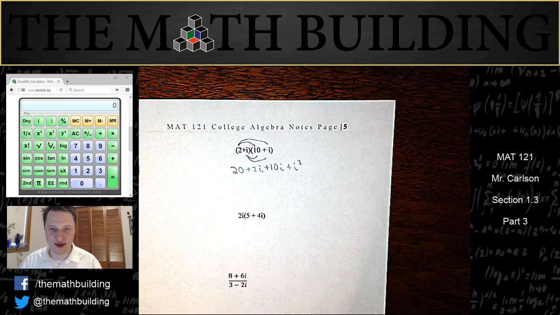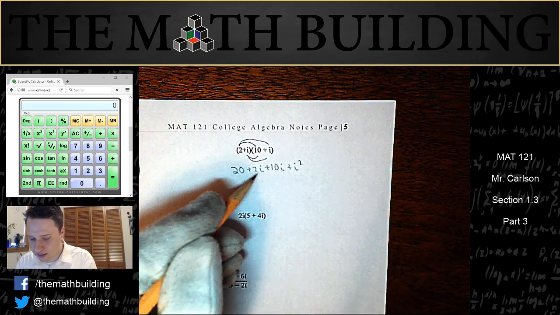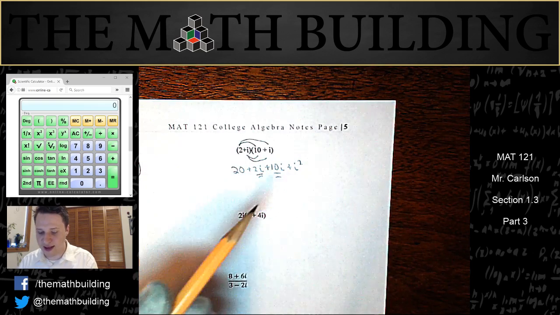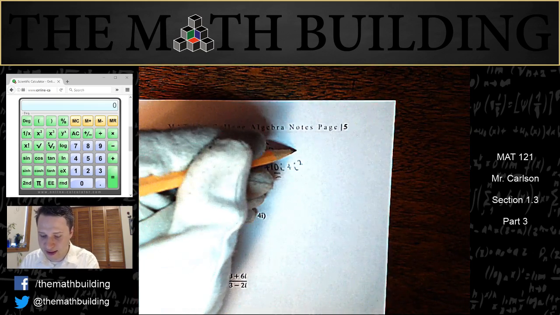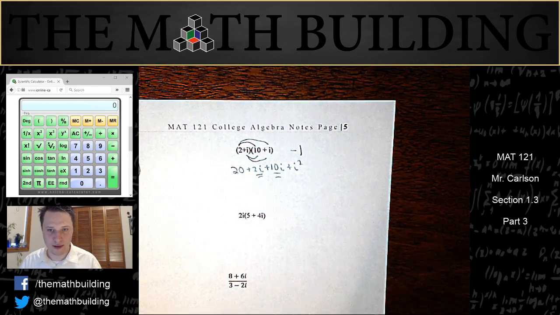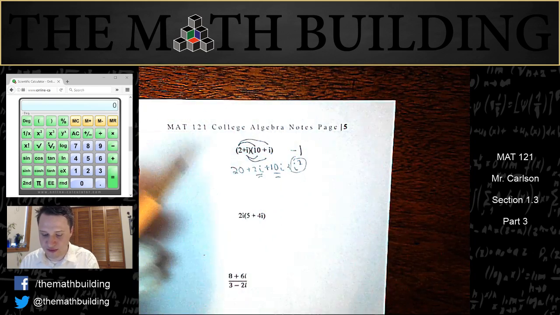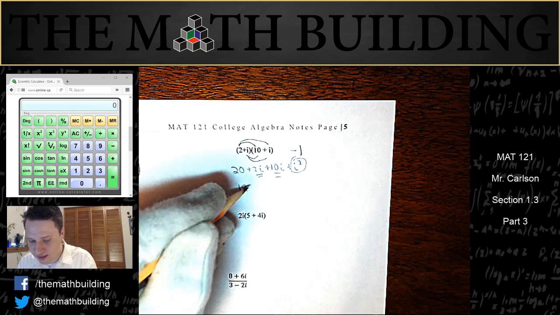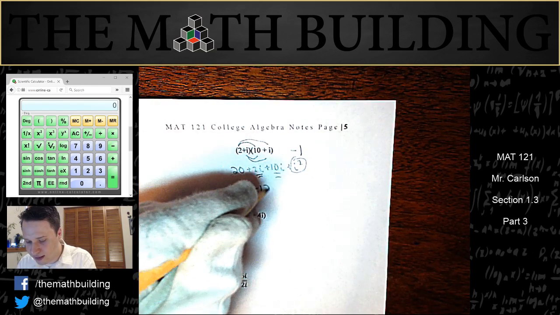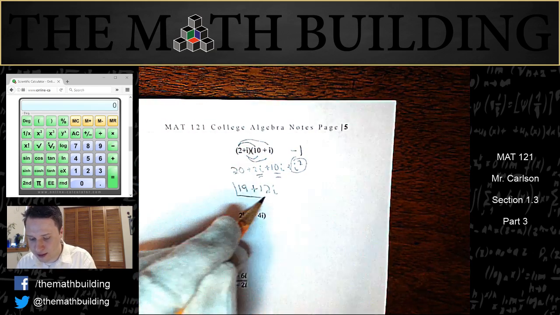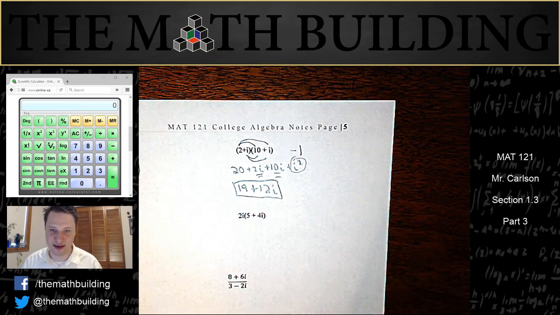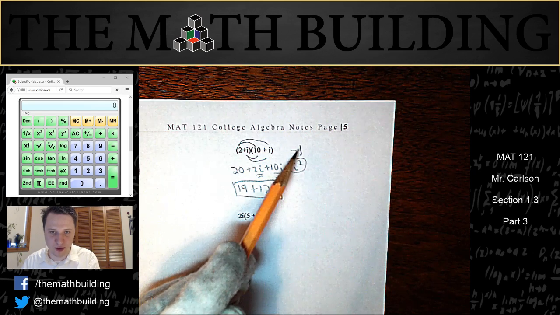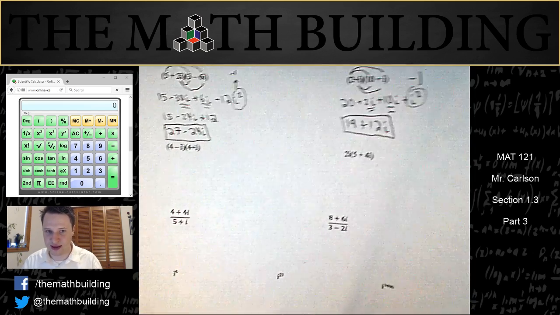So that was pretty easy. Everything was positive. 2i will combine with 10i. And remember, this i squared right here is the same thing as minus 1. Okay, that's what this i squared is equal to. So 20 minus 1 is 19. 2i plus 10i is 12i. And there you go. Easy as that. 19 plus 12i is the answer.